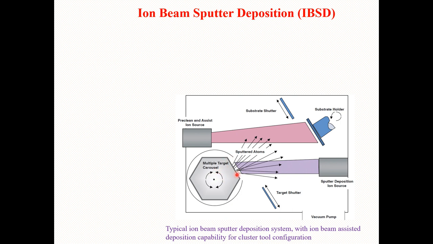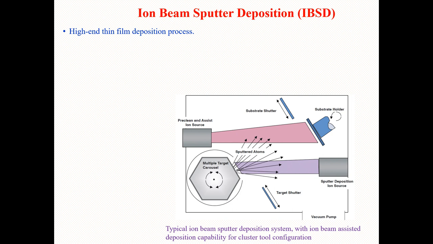From this, on one side, you can see the sputtered atoms. Here we have placed the substrate, and we have a substrate holder placed here. What we do is make the ions bombard the multiple targets. They sputter the atoms, and these sputtered atoms are accelerated towards the substrate, where they are deposited in the form of a thin film. So it is a high-end thin film deposition process that we are talking about, the ion beam sputter deposition.